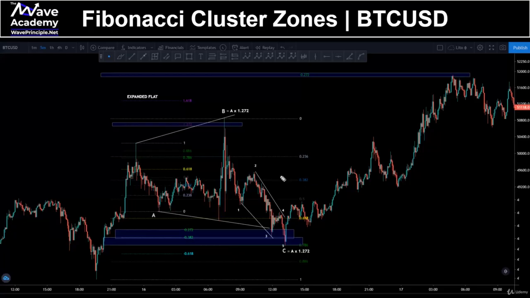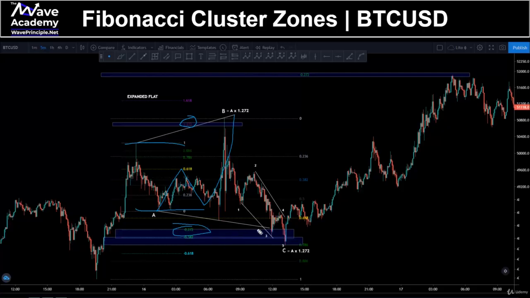Here we have an example of an expanded flat, of how we can find C and B. When we get a rise, we expect a counter-trend movement as A. This is a leading diagonal A. And then we have our B. And if we see this, we trace a Fibonacci from A, and we can see that the price stopped right here at the 272. So I'm expecting it to stop here around 272 for the other side of the A. And that's what it did.